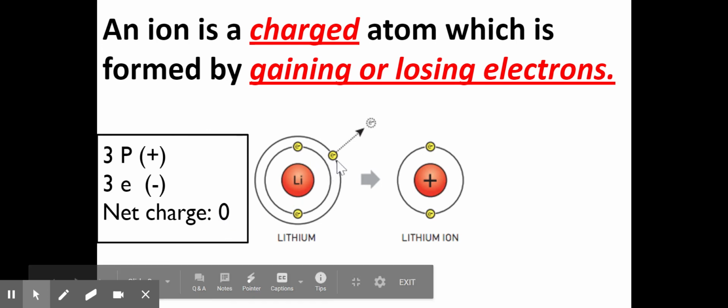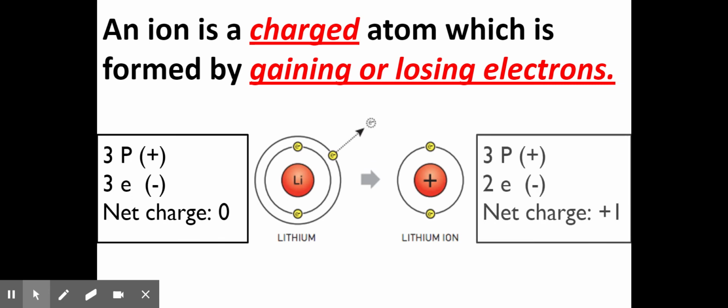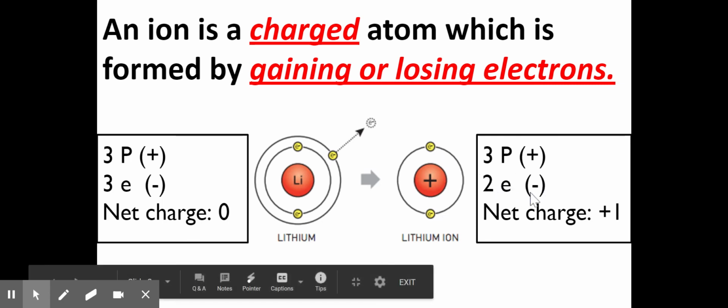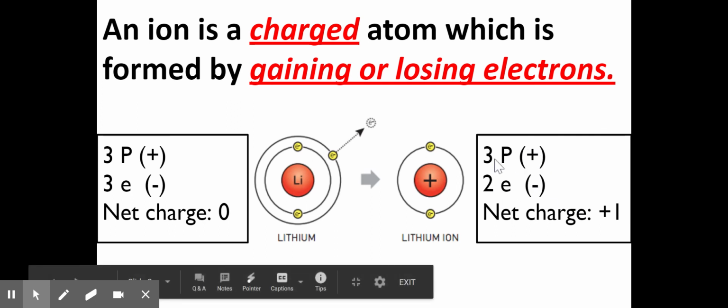But when lithium gave away an electron, lithium is still lithium. Okay, the number of protons would never change. So lithium still has 3 protons, but at this time it has 2 electrons left. Okay, so we have 3 positive and 2 negative. The net charge would be 1 extra proton. So 2 electrons and 2 protons cancel out, and you have 1 positive left. So the net charge would be +1. We would call this a lithium ion. The lithium ion's charge is +1.